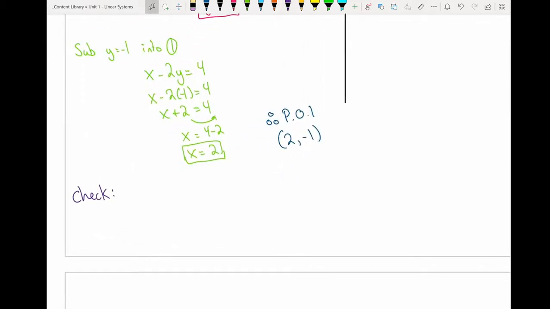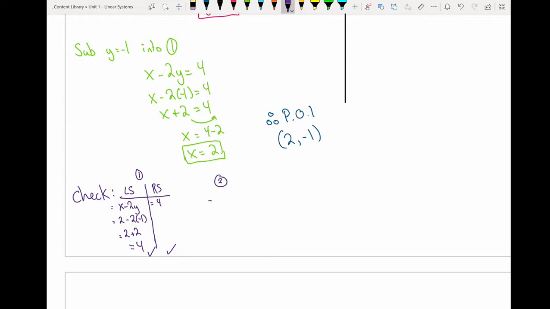So in order to check, I need to do left side equals right side for both equations. So the first one, I have x minus 2y, and I have 4. So I have 2 minus 2 times -1. So I'm just taking that POI, or the values that I found, and plugging it in. And I have 2 plus 2 is 4. So this first one is good. So equation 1 is good.